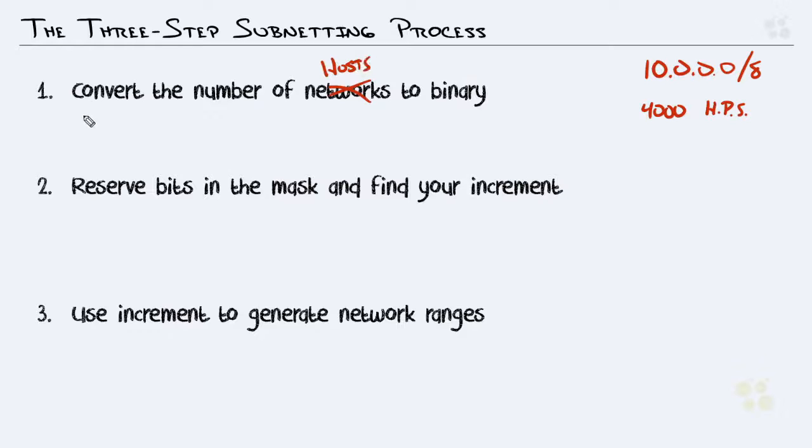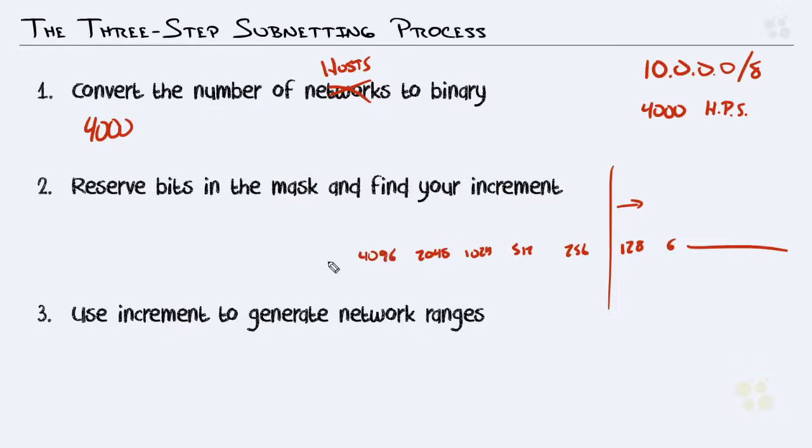So convert the number of hosts to binary. We've got our 4,000. So we're going to go 128, 64, and you know all those. Immediately I'm stopping because we know that we can't get 4,000 with 8 bits. So we just keep going: 256, 512, 1024, 2048, 4096. I don't go this far very often. I could stop right there because I've passed it.